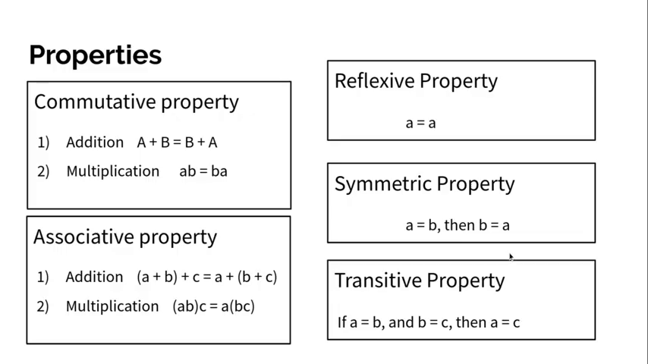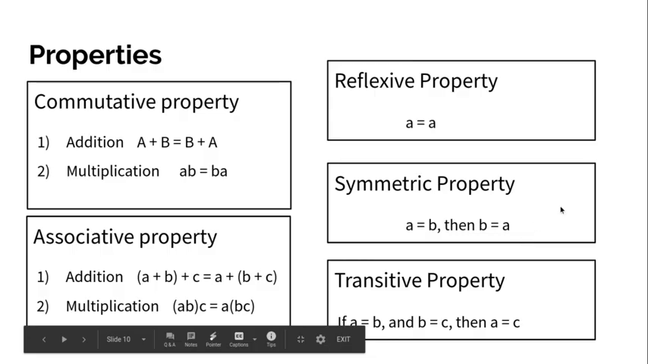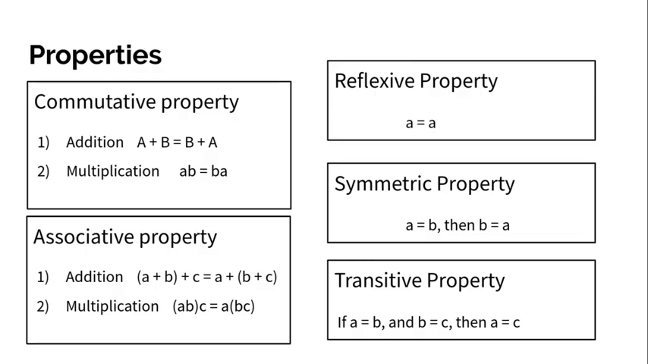And then the last property is the transitive property, which is that if two things are the same and one of them equals something else, then the other one also equals the third thing. For example, if A equals B and B equals C, then we can affirm that A equals C. For example, if two people are the same age, and a third person is the same age as one of them, then that person is also the same age as the other one.